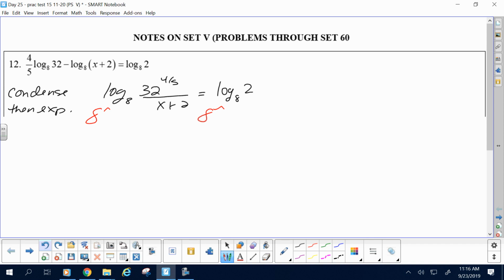Okay. 32 to the 4/5. What is it? 16. How did you get that? Fifth root of 32 is 2. 2 to the 4th is 16. So we got 16 over x plus 2 equals 2. Oui, oui. Then what?